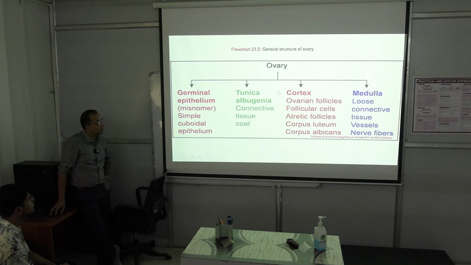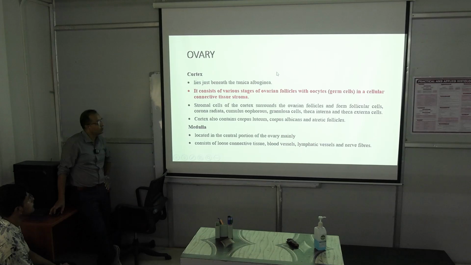Now the point of concern is these follicles. Follicles contain two things. One is the cell, which we call the oocyte. Now oocytes, which are going to be discussed here, are of two types. We call them primary oocyte and secondary oocyte.